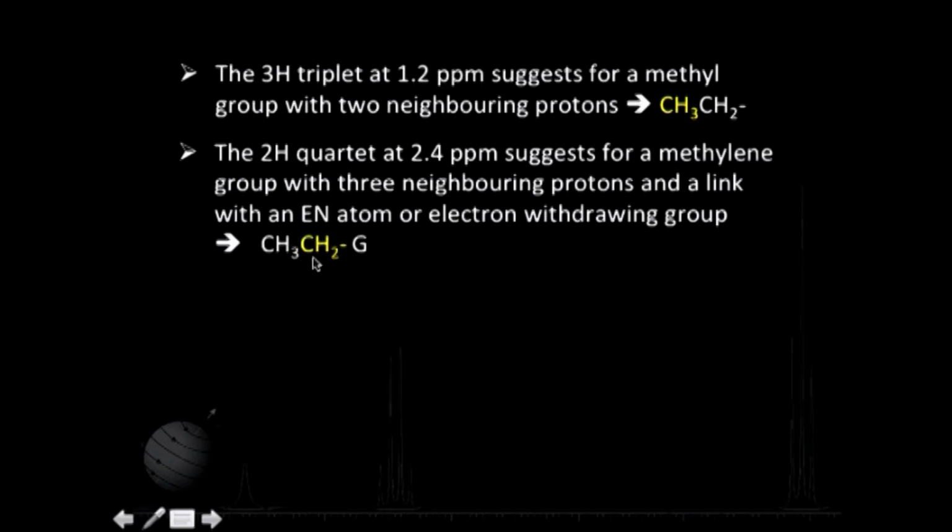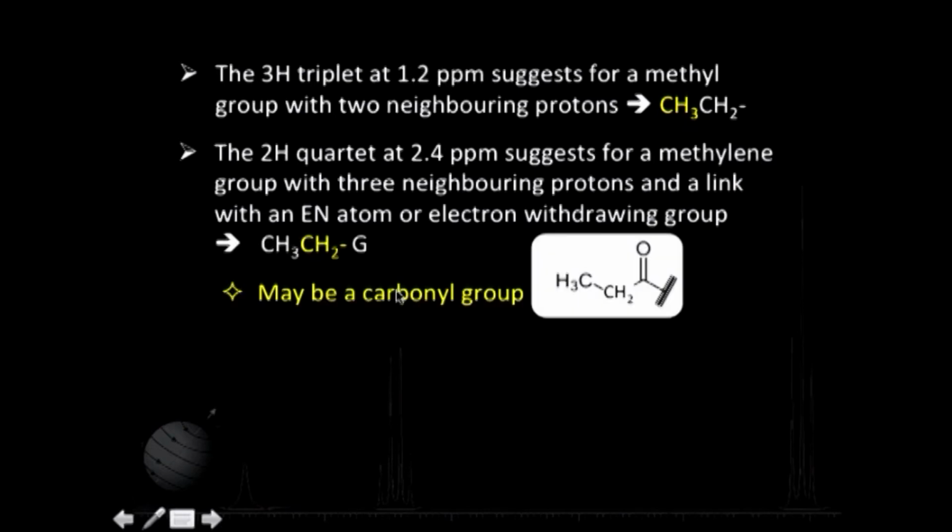That means this is the methylene group which is causing this signal over there. There are 3 neighbors which are making the signal a quartet, and there is some group there which is making this position go to 2.4 ppm. Had this group not been there, I would have expected this also to be somewhere around 1.2 ppm. What is this group? Let us try to anticipate that.